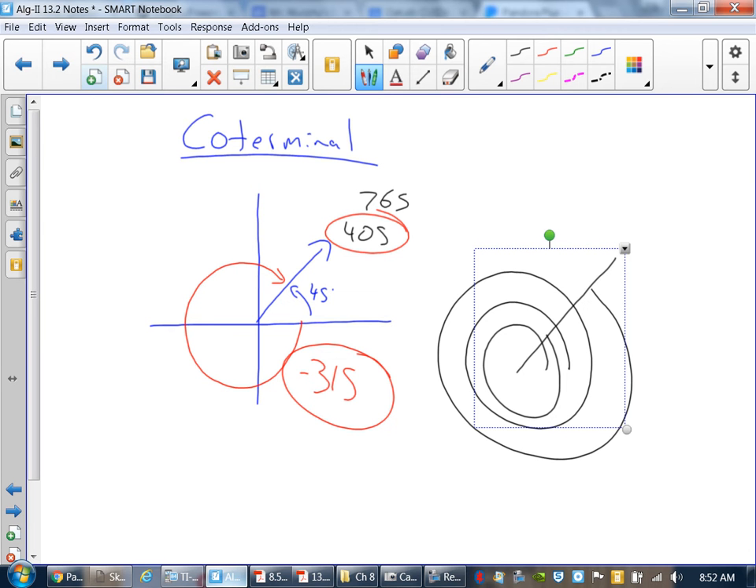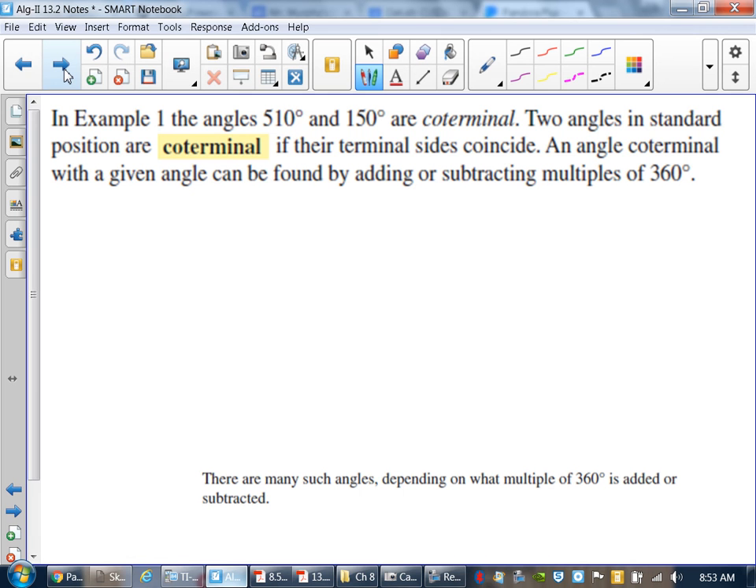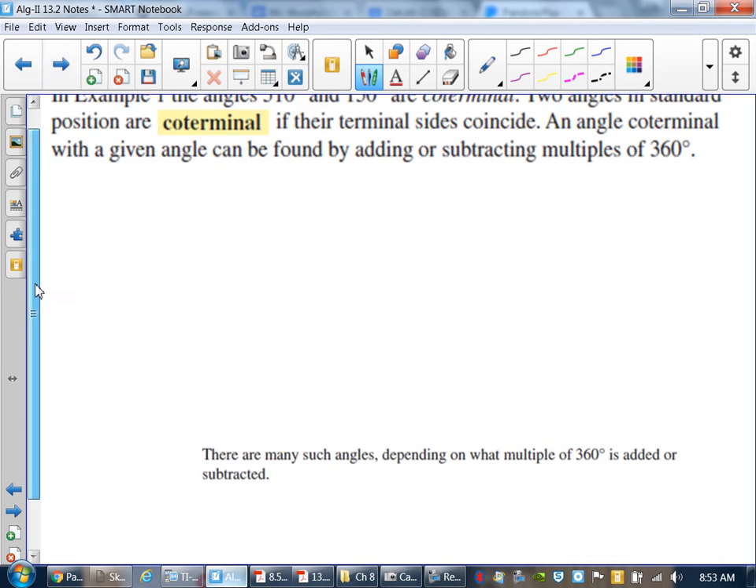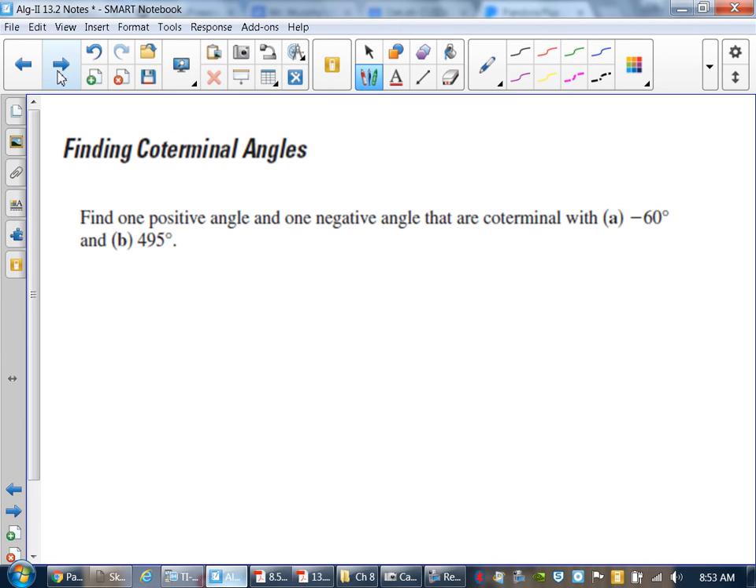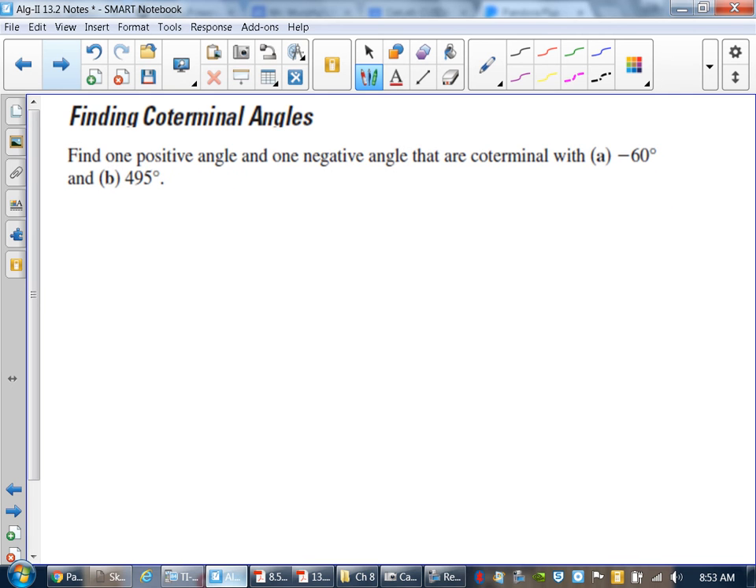Okay? Now, there's a couple little rules here and there about working with coterminal angles. And I'll show you that. I'm going to do one more example with a normal number first. Let's see. Which one did I have? Okay. Let's do it with negative. Let's find a positive and a negative coterminal angle for negative 60.